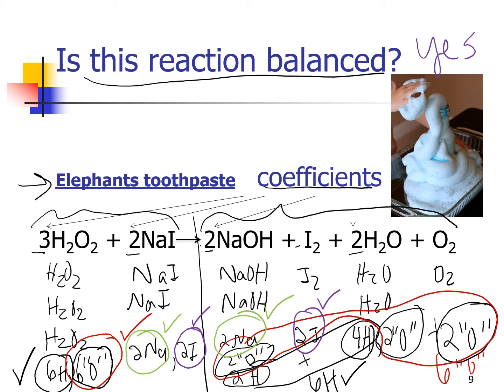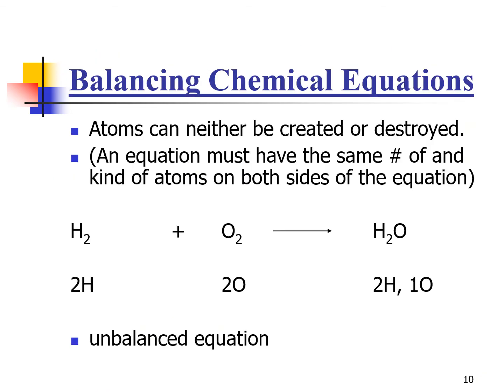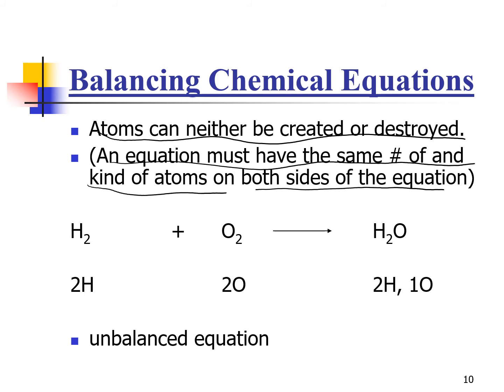And we have coefficients in the front of certain molecules in order to balance it. For us to balance the equation, we're going to learn how to insert coefficients if they are not already inserted. The law of conservation of matter says atoms can neither be created nor destroyed. An equation must have the same number of and the same kind of atoms on both sides of the equation.